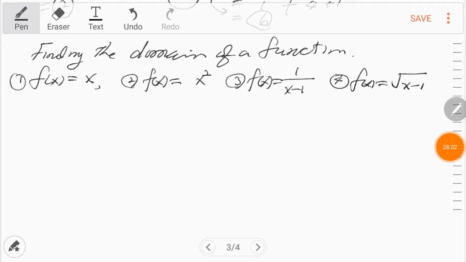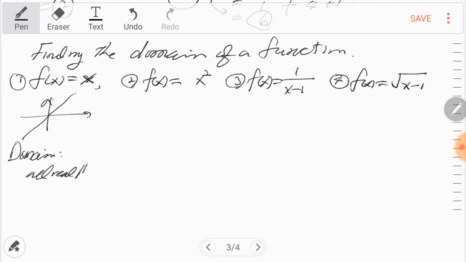Okay, let's check the domain of a function. How to find the domain of a function? The example one is f of x equals x, and this is actually a straight line. For a straight line, the x value can be any real number. So the domain is all real numbers.